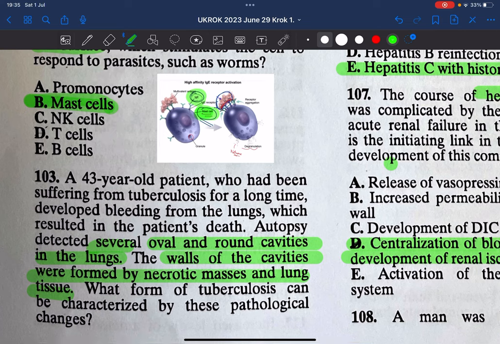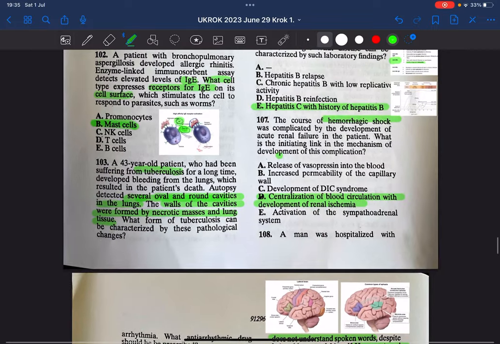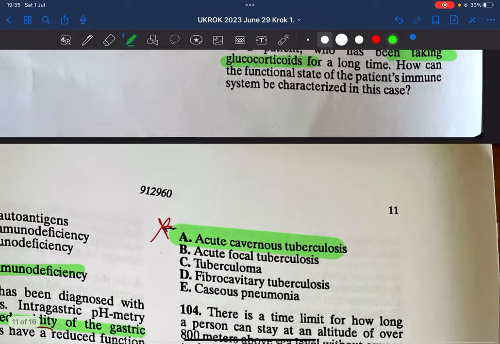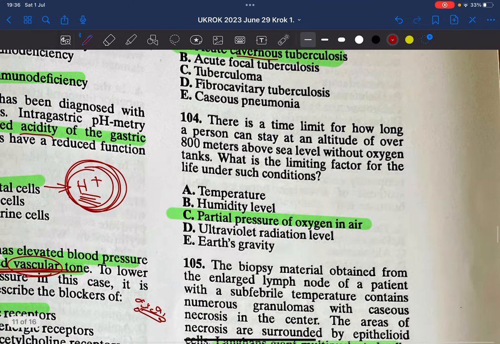We have a patient suffering from tuberculosis for a long time, who developed bleeding from the lungs, which resulted in the patient's death. Autopsy detected several oval and round cavities in the lungs. So he has tuberculosis, and we have oval and round cavities, the wall of the cavities formed by necrotic masses. So for me, if I see cavities, I choose acute cavernous tuberculosis, but it can be focal tuberculosis. I'm not sure of this question. In focal tuberculosis, they used to mention foci instead of cavities, but maybe it's focal here also. So for me, it's cavernous, or no.